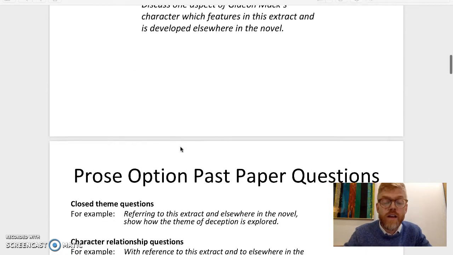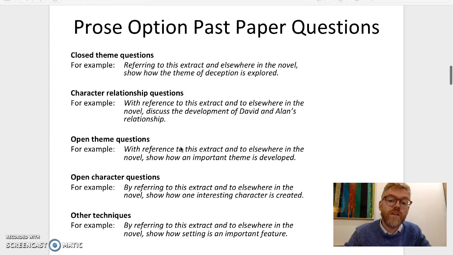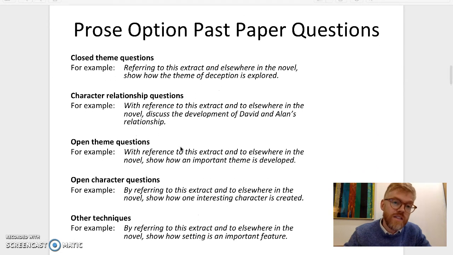But there are other kinds of questions that are asked fairly regularly. In fact, this list of categories of question is in descending order. Closed theme questions are the second most popular questions, and other techniques, which we'll get to in a second, is the rarest question at National 5 prose questions at Scottish text.